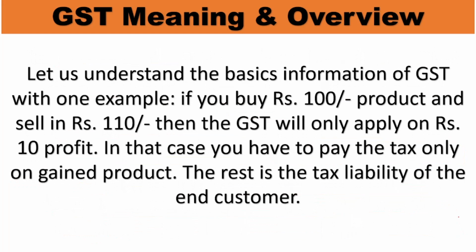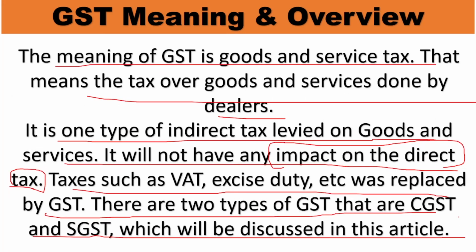So now what happens? The GST is an indirect tax, so there is no effect to the direct tax from GST, and all the indirect taxes such as the value added tax and excise duty were all replaced by the GST. And there are two types of GST. One is CGST, that is central goods and service tax. Next, SGST means state goods and service tax.